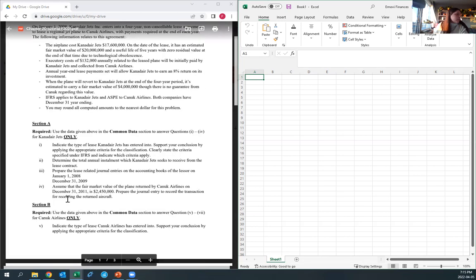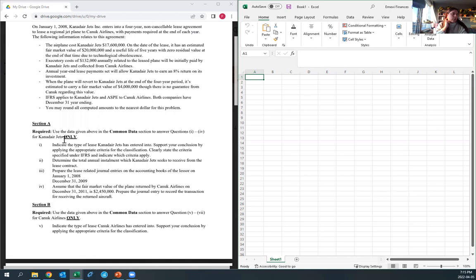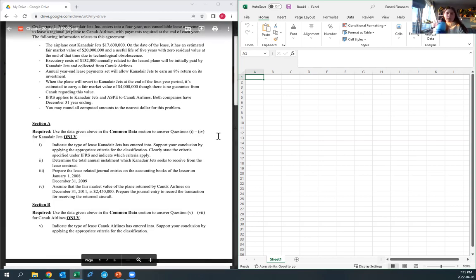So section A, we're going to first do all the entries for Canadair Jets, the lessor. Indicate the type of lease Canadair Jets has entered into. Question 1. First, what we need to know is that Canadair is a lessor, and they use IFRS. Under IFRS, if you remember, they need to elect to have an operating lease. Here, there's no mention that they elected, but we could check and see if they fulfill the criteria for it.